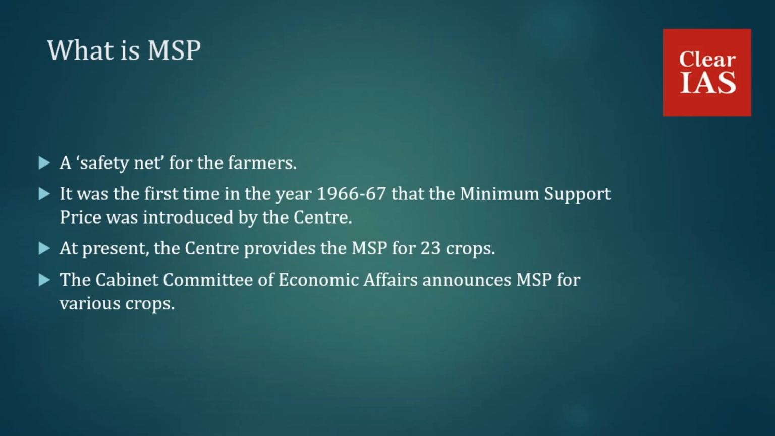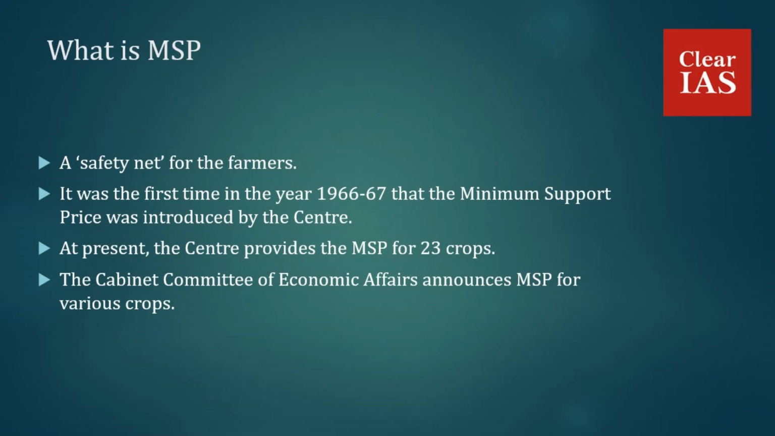These include cereals such as bajra, wheat, maize, paddy, barley, ragi and jowar, and pulses like tur, chana, masoor, urad and moong, and also oil seeds such as safflower, mustard, niger seeds, soybean, groundnut, sesame and sunflower. MSP also covers commercial crops, that is raw jute, cotton, copra and sugarcane.